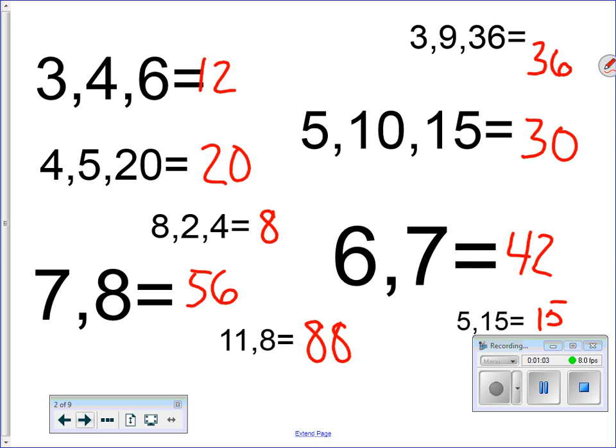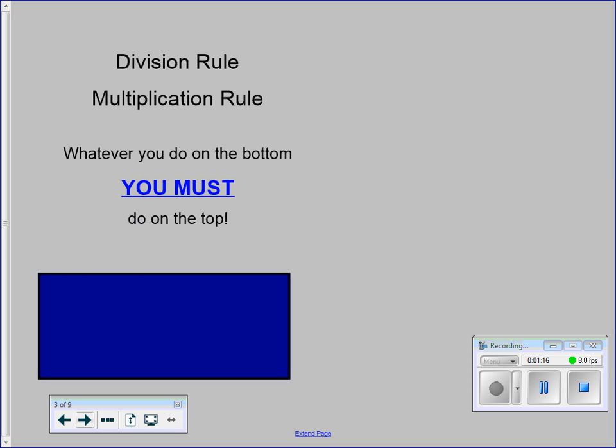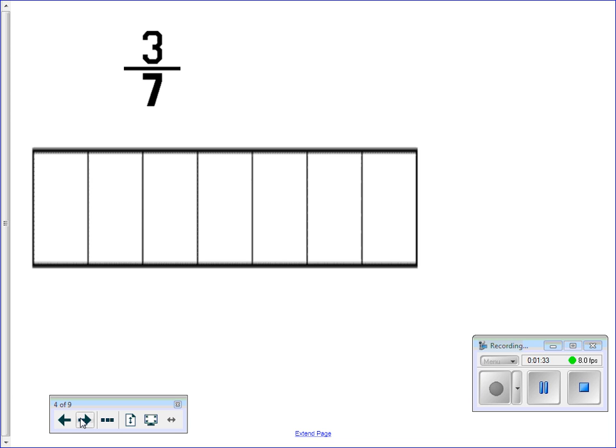All right, so today we'll be working with the division rule and the multiplication rule. And these are rules that you're actually already familiar with. Remember the phrase that we've been repeating for the last few days? Whatever you do on the bottom, you must do on the top. That's basically all we have to know in order to apply these two rules here. If I divide the bottom by something, I will divide the top by that same thing. If I multiply the bottom by something, I multiply the top by the same thing. Easy.